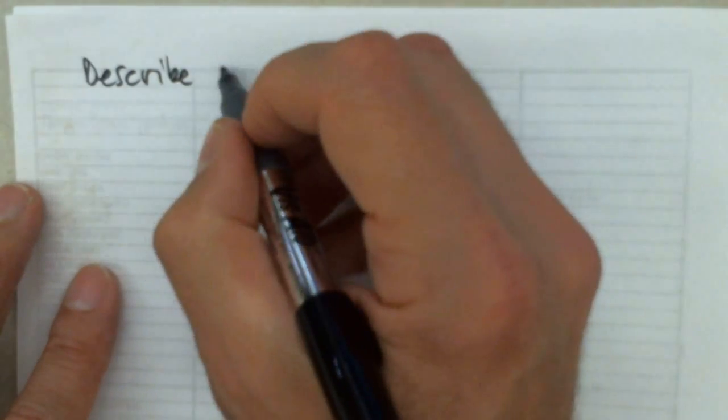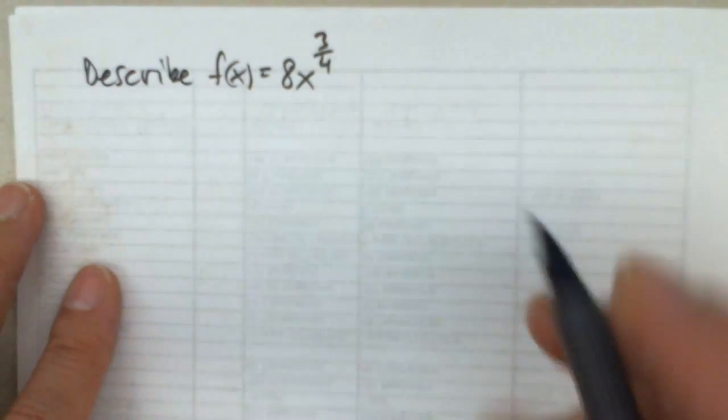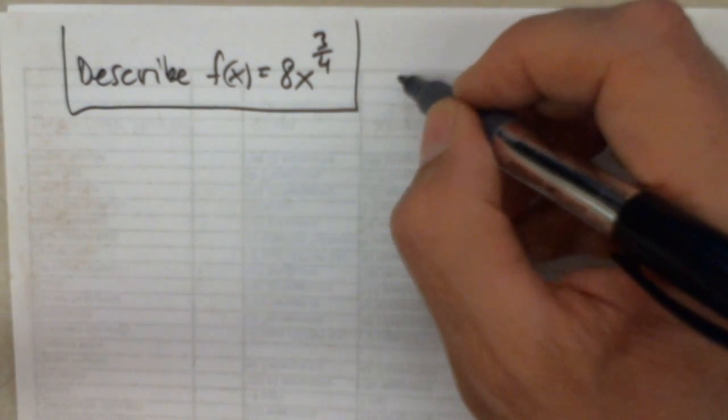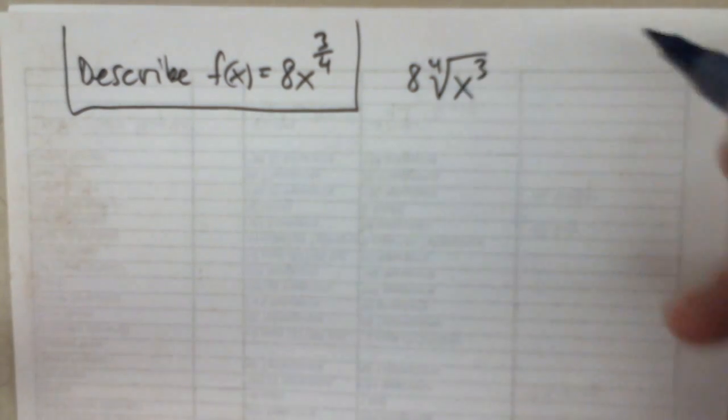Okay, next. So remember, probably just watch the first example and then just do the one that you try on your own. So here's another type. Okay, and remember that 3/4 means we have 8 times the 4th root of x cubed.